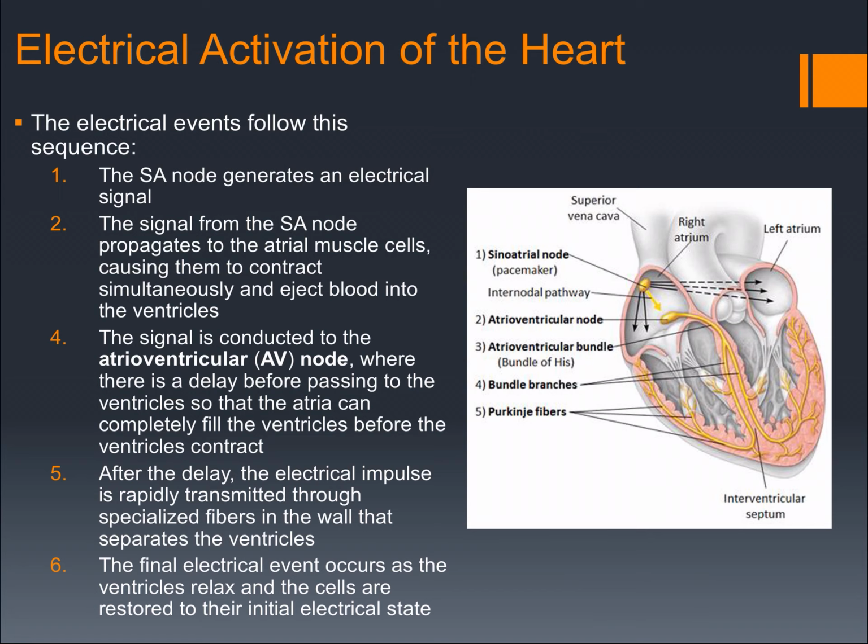So this is all about how the transmission of electrical impulses takes place from the SA node to the AV node to the AV bundle, or the bundle of His, the bundle branches, and the Purkinje fibers. You can't see my hands, but my hands are showing the ventricles getting squeezed and pushing blood up into the aorta and the pulmonary arteries.